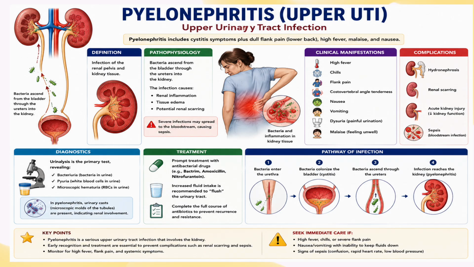So patients often present with high fever, chills, and flank pain, which is a standard sign of it. It's like the hallmark sign of kidney infection. Also nausea, vomiting, malaise, and costovertebral angle tenderness. Basically, that's around your flank pain. If untreated, pyelonephritis can progress to sepsis, acute kidney injury, and permanent renal scarring.